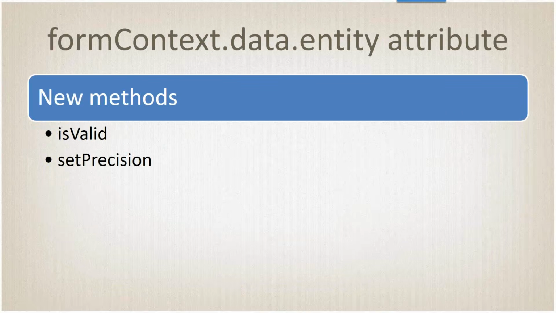A new one we have is setPrecision. So the decimal, money, and the other control, I can't remember the data type, the floating point one. Basically, you could get the precision in previous versions, but you could never set it. The only time you could set the precision was on the field definition itself. With this, we can actually change the precision, which is the number of decimals after the period, or comma, depending on what part of the world you're in.